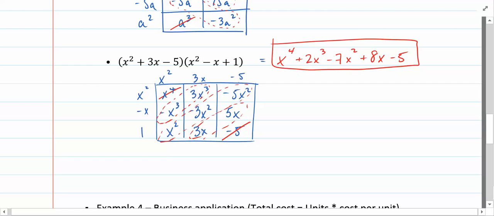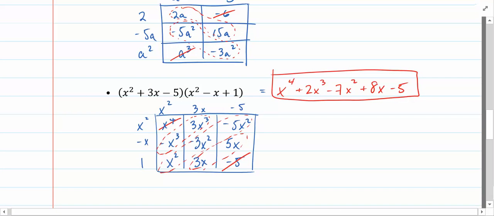And I feel that this table method really does a nice job of organizing all of our results for us, and it allows us to write these results fairly easily. Also, it's worth noting that you'll notice these patterns forming, especially if you take the time to rewrite the polynomials that you're multiplying together in standard form. When you have your polynomials in standard form and you multiply in this table, you'll get these nice diagonals.